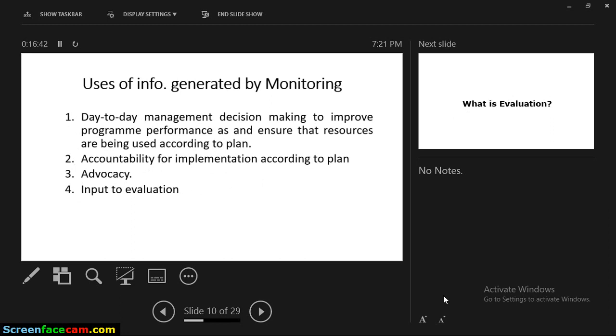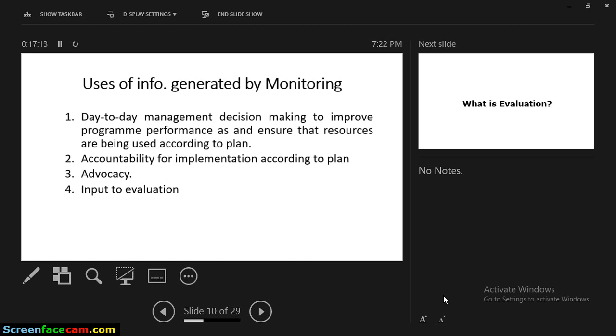Uses of information generated by monitoring. Day-to-day management decision making to improve program performance and ensure that resources are being used according to plan. I think that's taking us to what we have been discussing, right? Then accountability, we've talked about accountability. Then there's advocacy. How can we justify that point? On the basis of the monitoring data that we have, how can we use that data for advocacy?